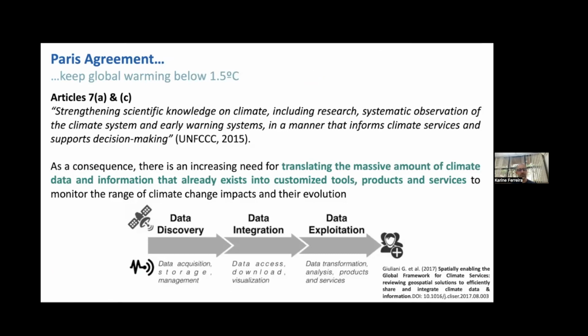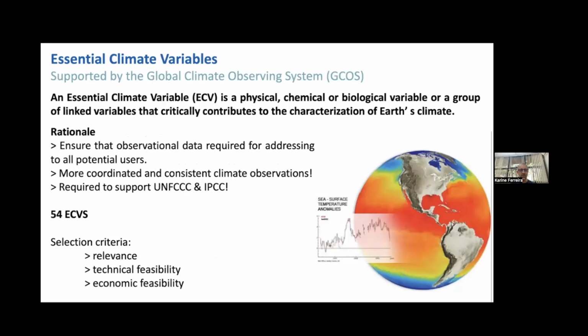So if we look at the Paris Agreement, we still have this challenge to keep global warming below 1.5 degrees Celsius. There are specific articles within the Paris Agreement that say that we need to strengthen the scientific knowledge on climate. So they are basically calling for building these essential variables so that we can measure the climate system properly, and translate this huge amount of data and information that is generated, for example, in the IPCC reports, so that through customized tools and products, we can bring that whole range of climate data to the end user. So it's really building this discovery, integration, and exploitation of resources, and that's extremely important.